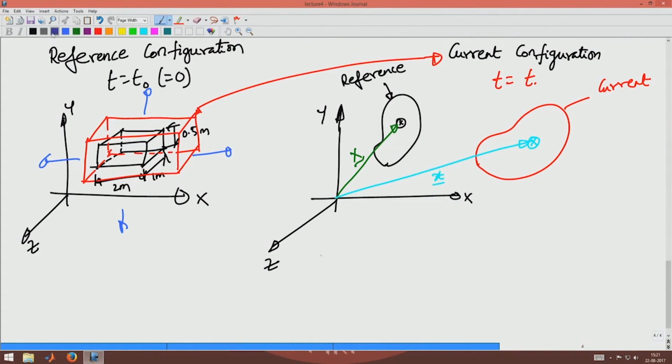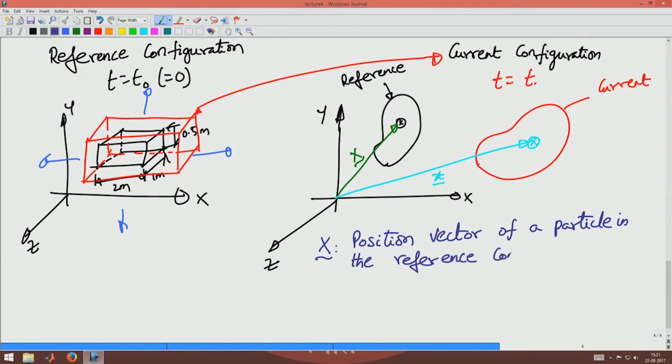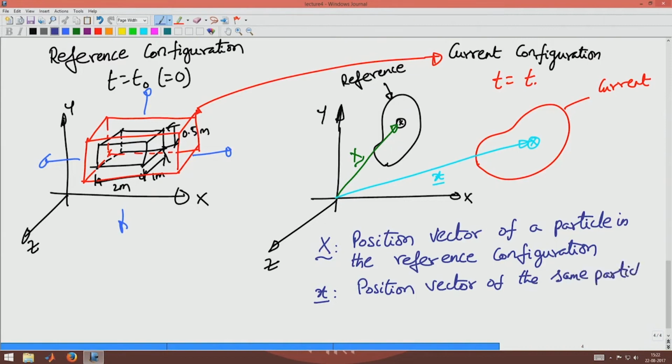To elaborate, capital X is the position vector of a particle in the reference configuration and small x is the position vector of the same particle in the current configuration.